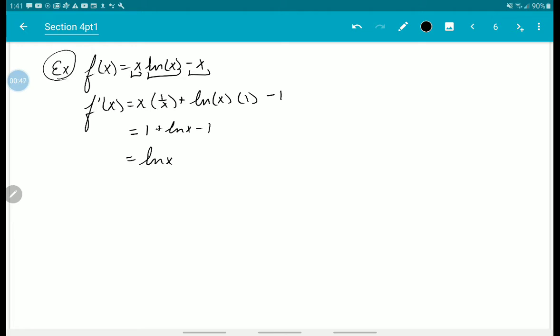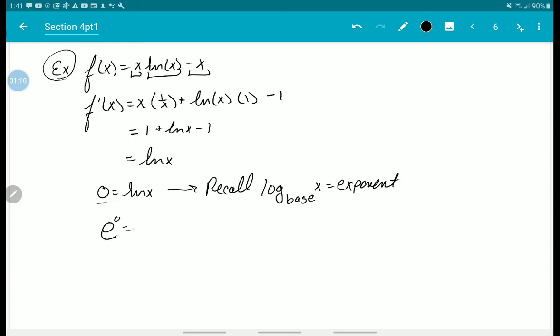So now we want to take this derivative and set it equal to 0. So we can rewrite this as an exponential function. So let's recall that when we have a log and a base, x is equal to the exponent. In this case, the base is e, the exponent would be 0, and that's going to be equal to x. And we know e to the 0 is equal to 1. So there's our critical number.